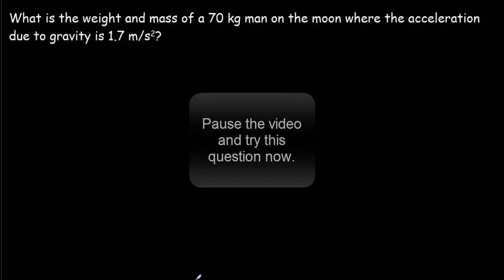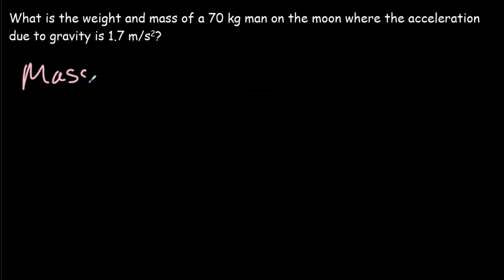Quick question for you. Pause the video, give it a go, come back for the answer. Let's consider the mass first. Well, mass is the same. The amount of matter, the number of protons and neutrons in that person, would be the same whether he's on the moon or on the Earth, so it's 70 kilograms in both cases.